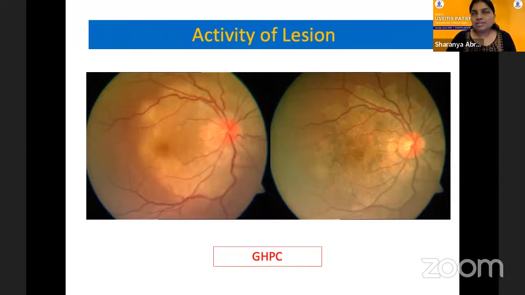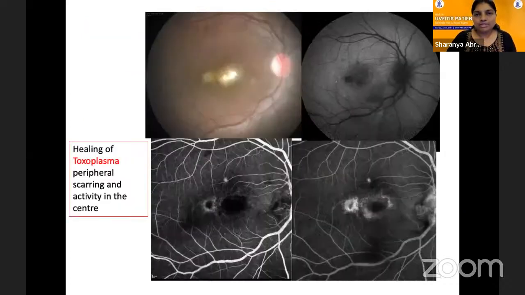The center starts scarring initially in this lesion, followed by the border. So the border remains active, and with scarring, the entire lesion becomes flattened. The healing pattern in toxoplasmosis is a little different, where you have peripheral scarring and the center is still active.